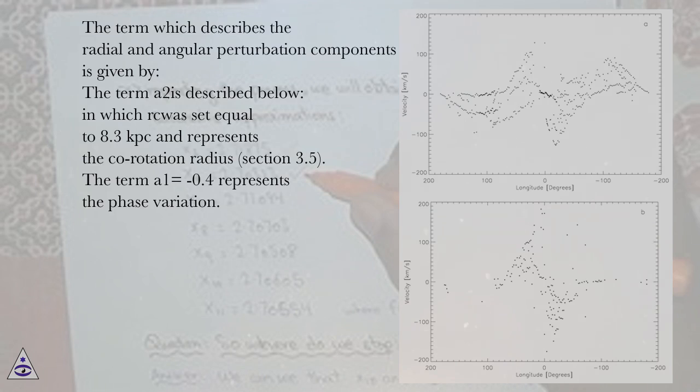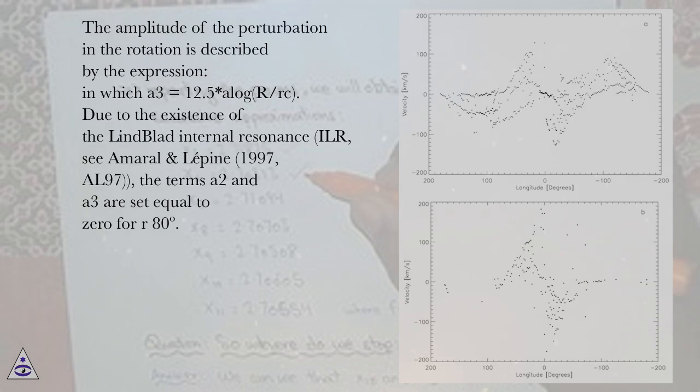The term which describes the radial and angular perturbation components is given by the term A2, described below, in which R0 is set equal to 8.3 kpc and represents the co-rotation radius, section 3.5. The term A1 equals minus 0.4 and represents the phase variation. The amplitude of the perturbation in the rotation is described by the expression in which A3 equals 12.5 a log r/rc. Due to the existence of the Lindblad internal resonance, ILR, see Amaral and Lepine, 1997, AL97, the terms A2 and A3 are set equal to 0 for R below the resonance radius.